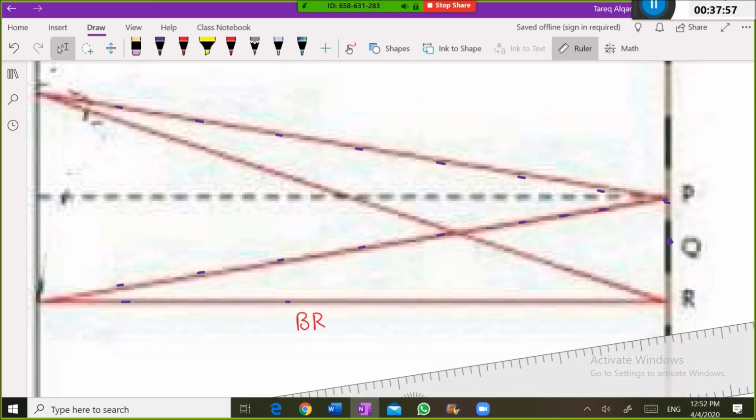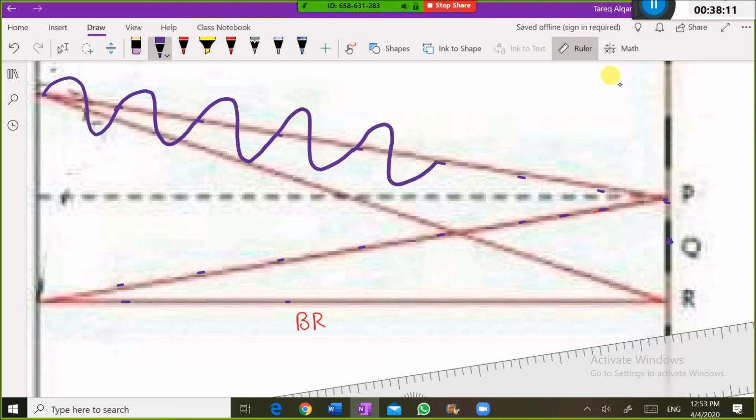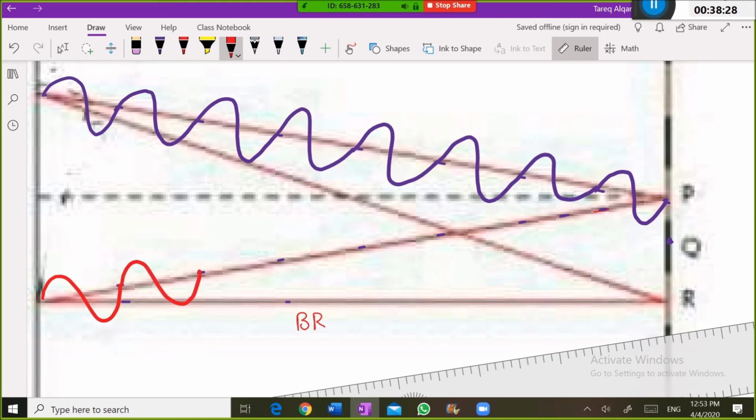Okay, guys, this is the first wave. This is the second wave, third wave, fourth wave, fifth wave, sixth wave, seventh, eighth. Okay. Now the waves that are coming from B towards P: 1, 2, 3, 4, 5, 6, 7, 8.